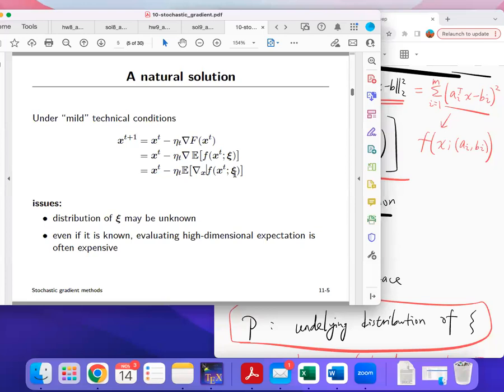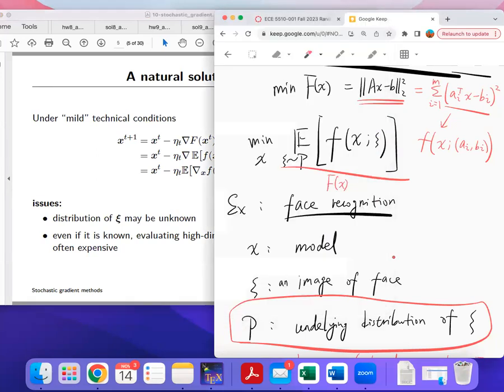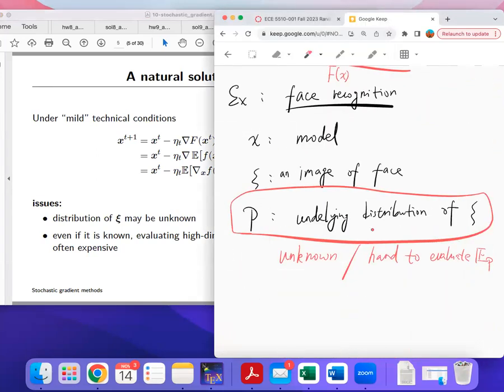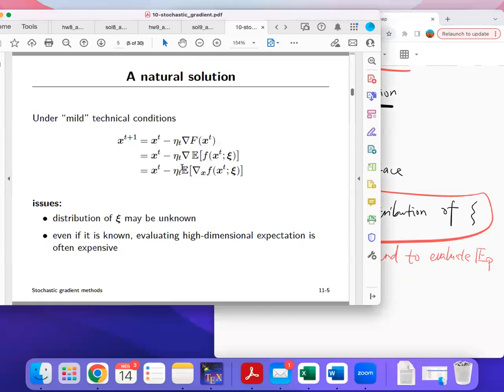But we know that these expectations cannot be analytically evaluated because we don't know this distribution P. So for this expectation, there's no way to calculate it exactly. Even if we knew it, evaluating this high dimensional expectation is very expensive because you are integrating a vector over a high dimensional distribution. So it's very complicated.